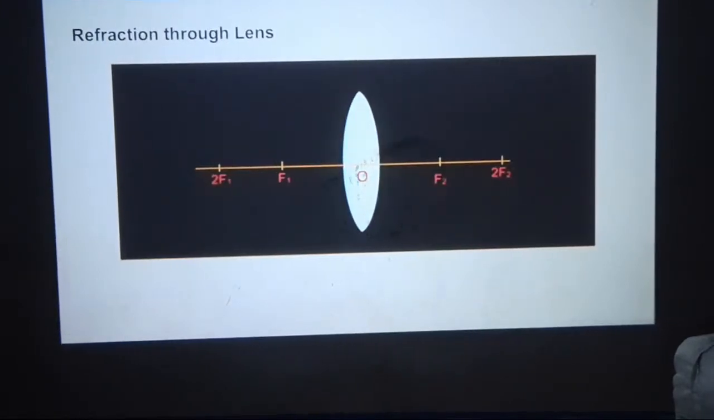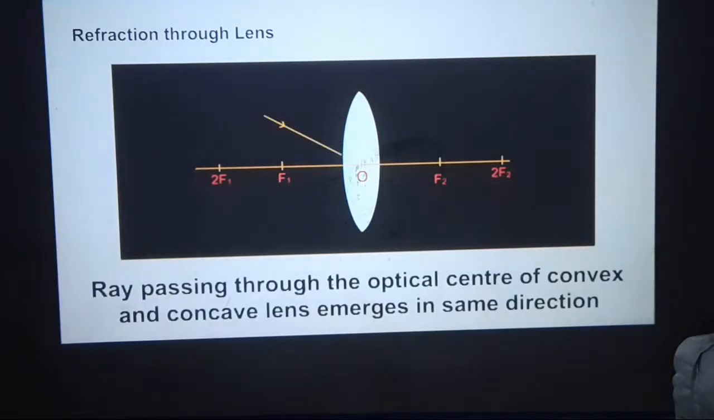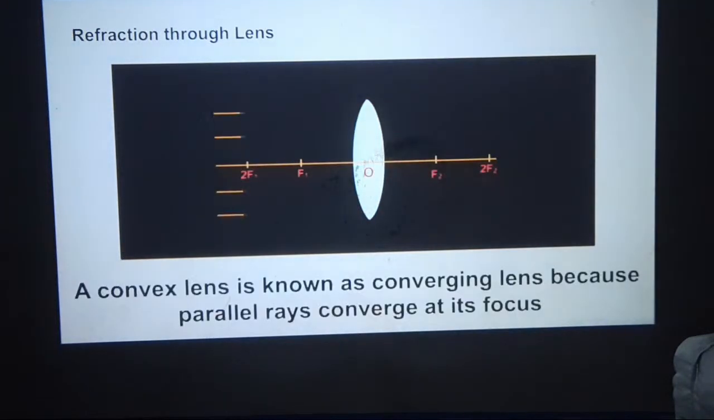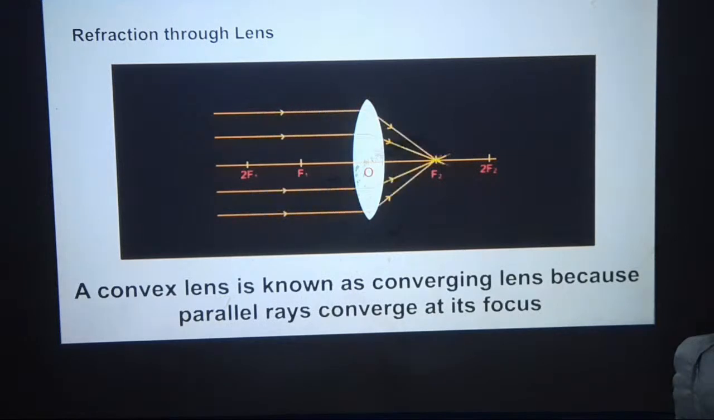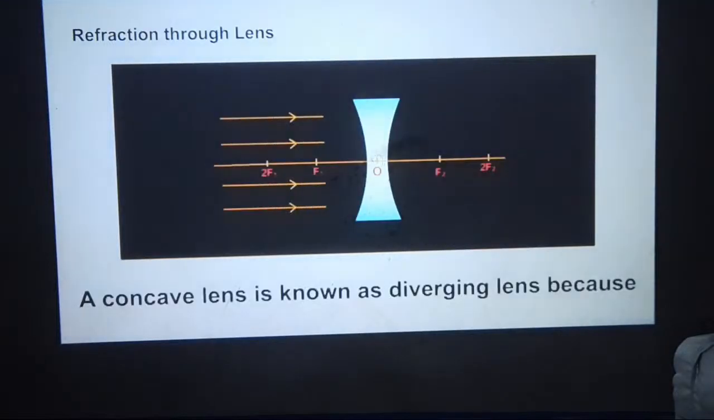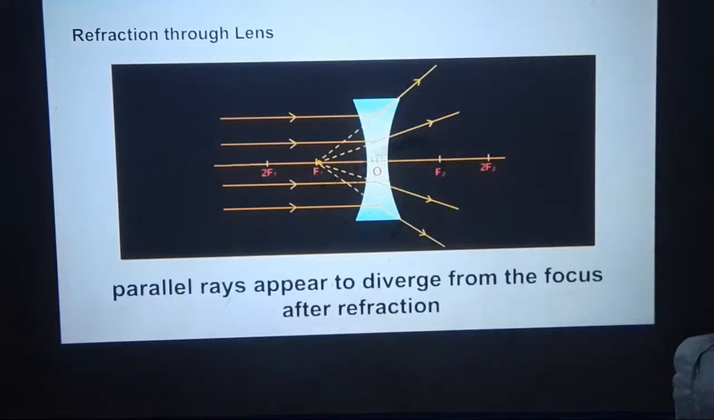Ray passing through the optical center of a lens. A ray passing through the optical center of a convex and concave lens emerges in the same direction without any deviation. Converging lens: a convex lens is known as a converging lens because parallel rays converge at its focus. Diverging lens: a concave lens is known as a diverging lens because parallel rays appear to diverge from the focus after refraction.